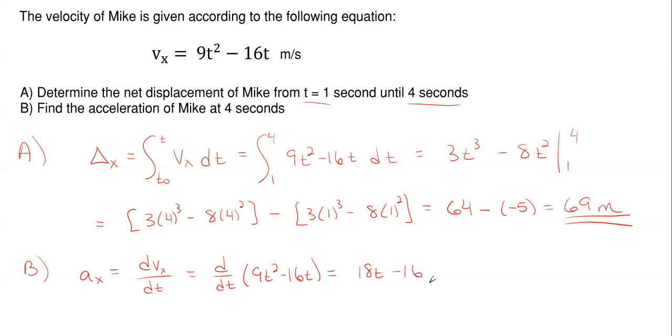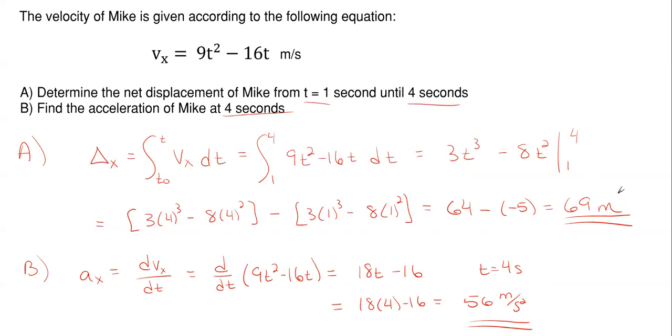So now we just have to plug in t equal to 4 seconds because that's where we are told we have to evaluate it. So our acceleration at this time becomes 18 times 4 minus 16, which gives us 56 meters per second squared as our acceleration at 4 seconds.